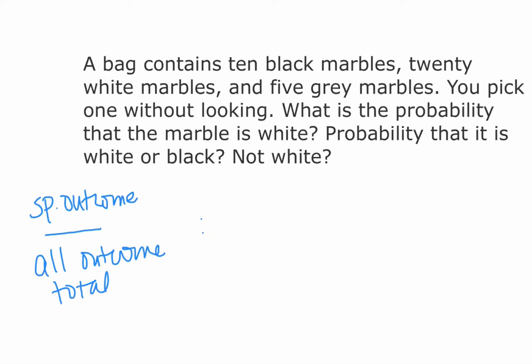Okay, so what does that look like as an actual question? Well, in this one, it says a bag contains 10 black marbles, 20 white marbles, and 5 gray marbles. You pick one without looking. What is the probability that the marble is white? So we're going to go with the first question. Specific outcome, white. Well, how many white marbles are there? There's 20 of them, so we put 20 up here. How many are there in total? This is all possible marbles that can be taken out. There's 10 plus 20, that's 30, plus 5, that's 35. So 20 out of 35.